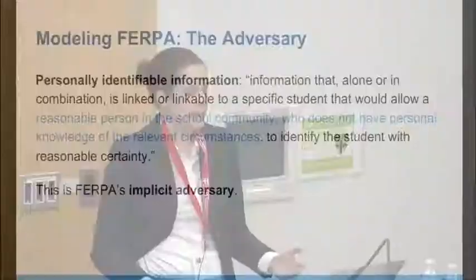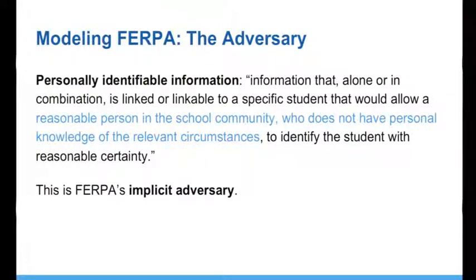To construct a game-based definition based on FERPA, we look to the regulation, and specifically in the definition of personally identifiable information, we found this language. Personally identifiable information includes information that, alone or in combination, is linked or linkable to a specific student that would allow a reasonable person in the school community who does not have personal knowledge of the relevant circumstances to identify the student with reasonable certainty. And we take the text highlighted in blue to be FERPA's implicit adversary in our model.